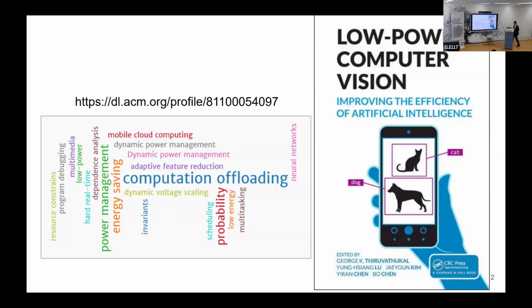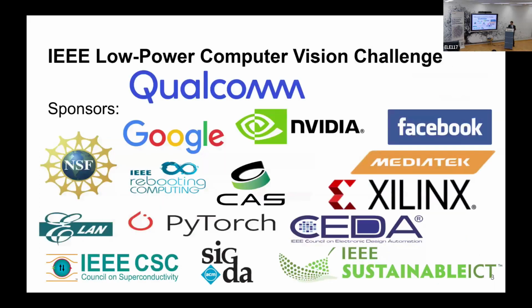As you can see, on the left side are the keywords from my research papers in the ACM Digital Library. That's what the ACM thinks I do research about. There's a lot of things about efficiency, power, and so on.